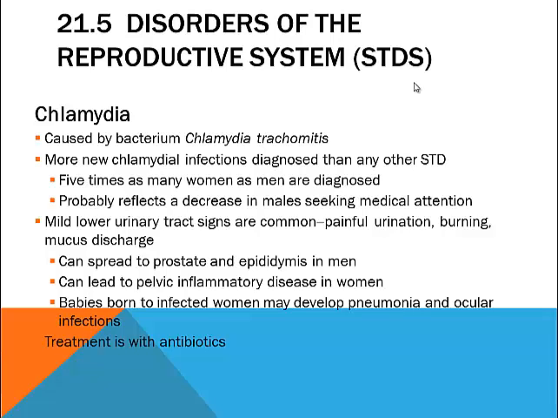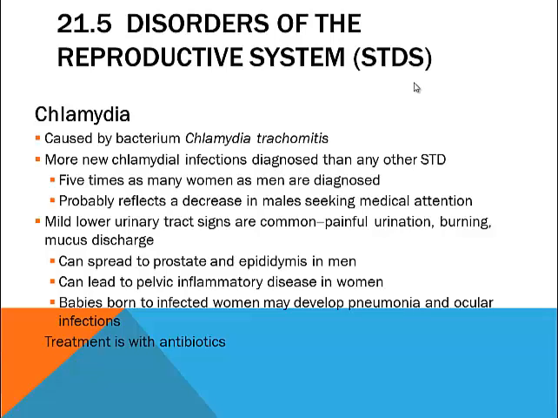Symptoms include mild lower urinary tract signs, painful urination, burning, and mucus discharge. This can spread to the prostate and epididymis in men and can lead to pelvic inflammatory disease in women. Pelvic inflammatory disease, or PID, is characterized by inflamed oviducts that become partially or completely blocked by scar tissue. Women can become sterile or subject to ectopic pregnancy with PID.